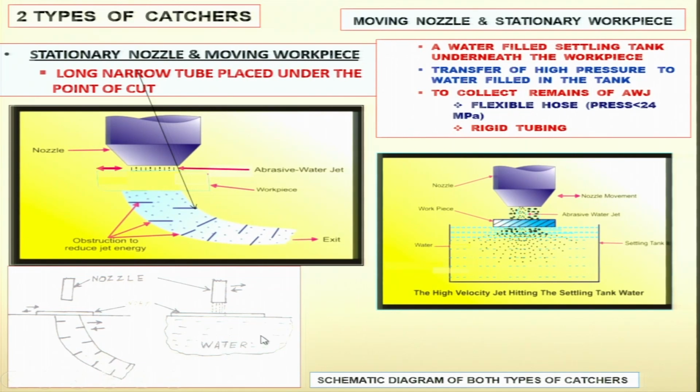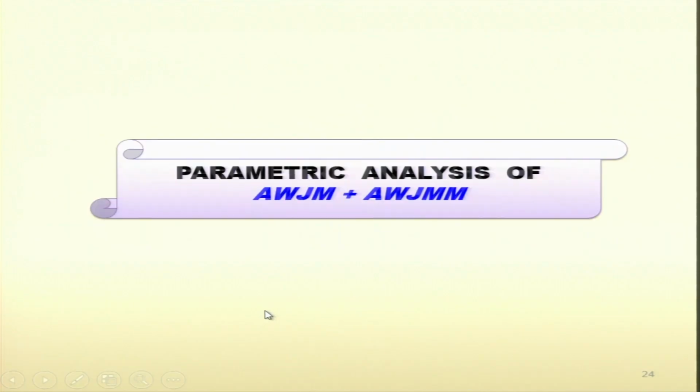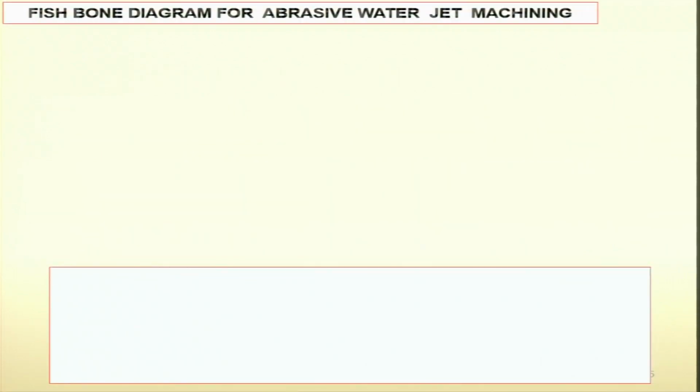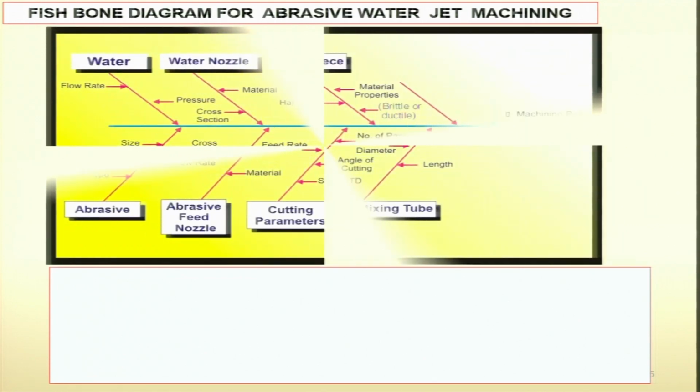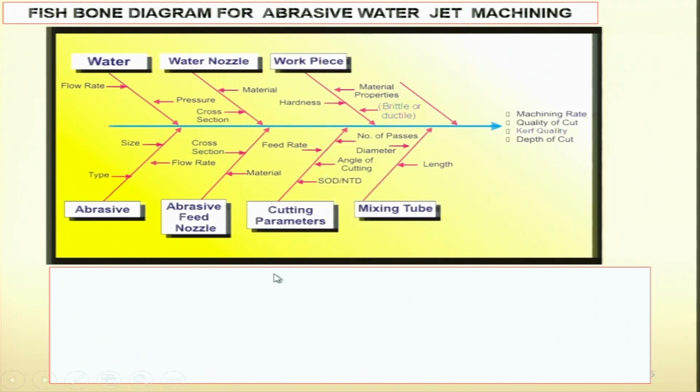And this is the second type, where the abrasive water jet is here, workpiece is here, water tank is over here. Parametric analysis of abrasive water jet machining and abrasive water jet micromachining. Fishbone diagram for abrasive water jet machining. Now this is the fishbone diagram where the main parameters are water, water nozzle, workpiece, abrasive feed nozzle, cutting parameter, mixing tube.